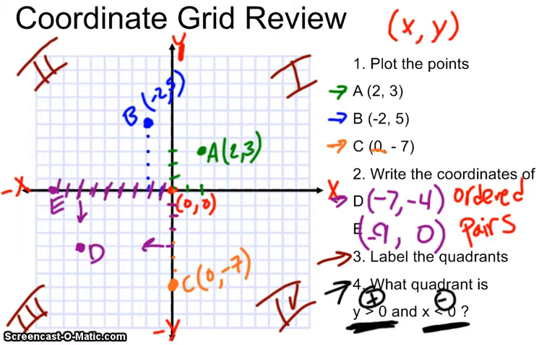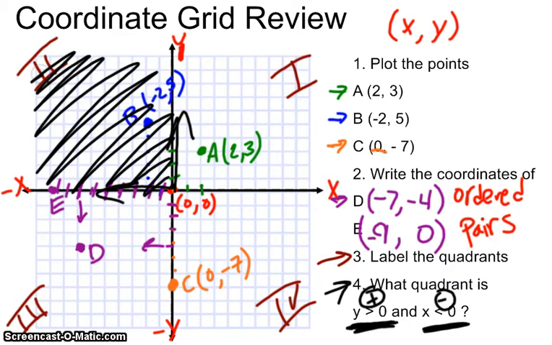Well, let's see. Y is positive anywhere above the origin, and x is negative any place to the left of the origin, which means that anywhere in quadrant 2 will have a positive y value and a negative x value. So the answer to this question is quadrant 2. All right.